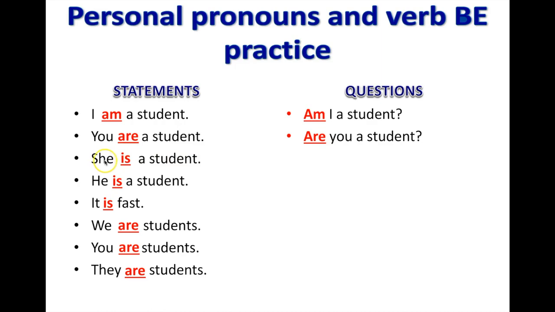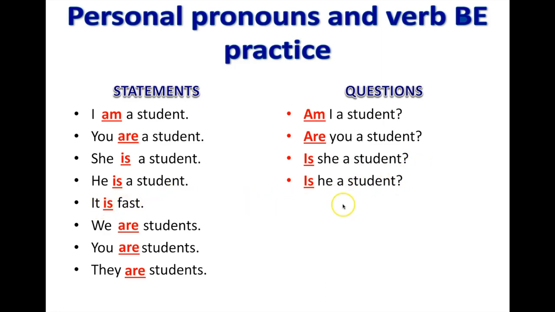Okay. How about this question? This sentence. Is he a student? Ustedes ven cómo cambiamos el verbo be para primer lugar y el pronombre para el segundo lugar. Pues así como se hace en inglés. How about this one? He's a student. Is he a student? Yes, he is. Is she a student? Yes, she is. Or, no, she's not. Or, no, she isn't.